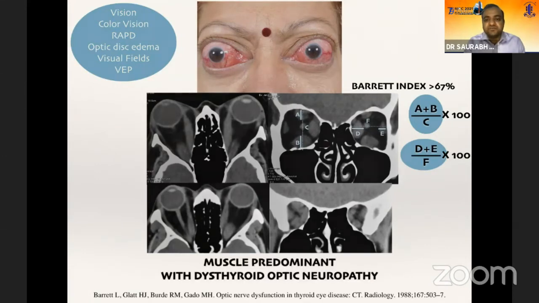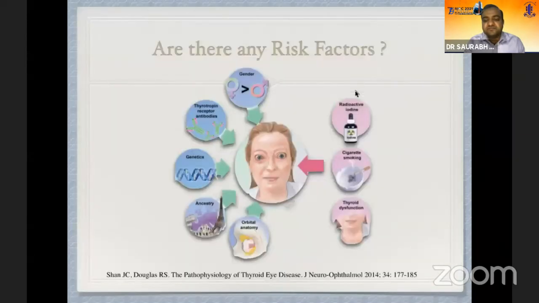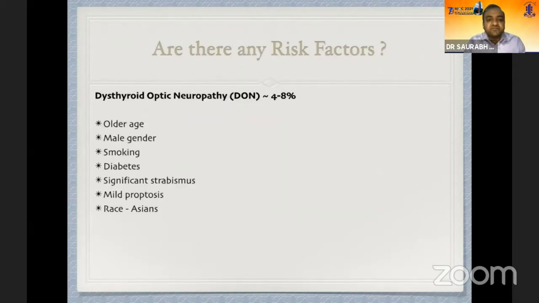So it's important to know the risk factors, especially the modifiable risk factors, which are radioactive iodine, cigarette smoking, and thyroid dysfunction. Dysthyroid optic neuropathy is seen in 4 to 8% of cases, and as I mentioned, it is typically seen in patients with muscle-centric disease who have minimal proptosis and significant strabismus.